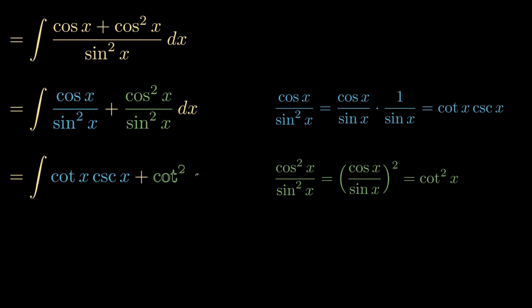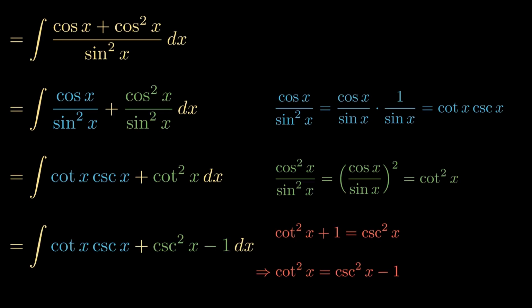We can use another identity to deal with the cotangent squared of x term. Recall the identity cotangent squared of x plus 1 equals cosecant squared of x. If we subtract 1 on both sides, we get cotangent squared of x equals cosecant squared of x minus 1, and this allows us to rewrite cotangent squared of x entirely in terms of cosecant squared of x. This is useful because the derivative of cotangent of x is negative cosecant squared of x, so it's easier to use a standard derivative to find the integral of cosecant squared of x.